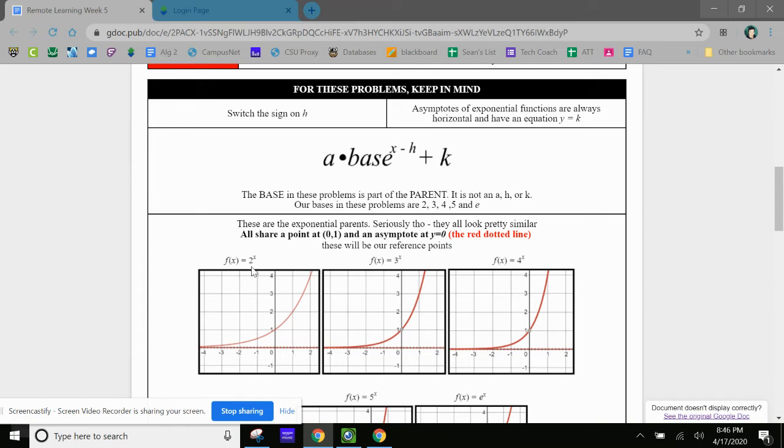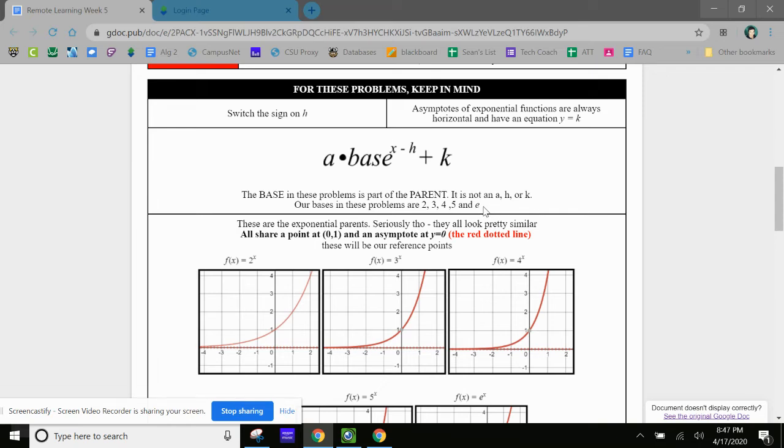They think when they have an equation that this is one of the A, H, or Ks. As you see in the parent, that 2 or 3 or 4 or 5 or e, I'll talk about that in a second, all of these things are just the bases. Those are just part of the parent. So don't think that those actually transform anything. Those are just part of the parent.